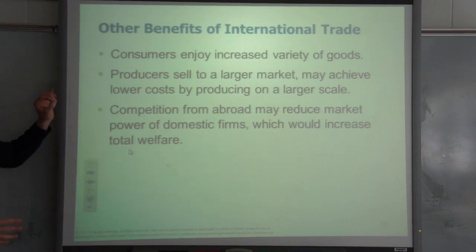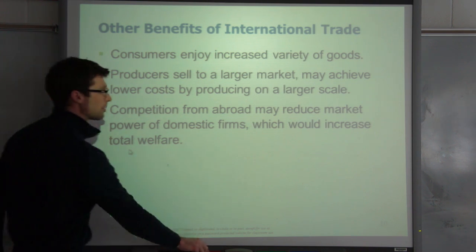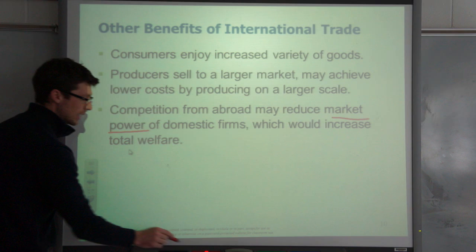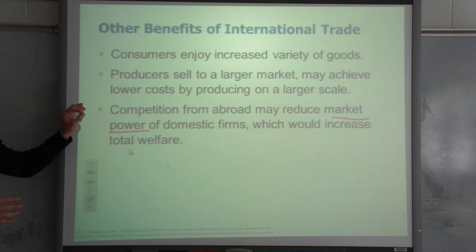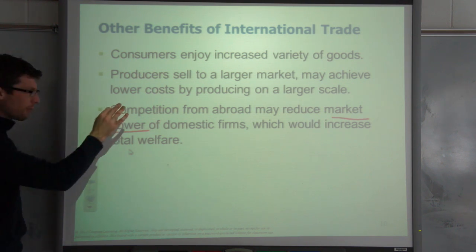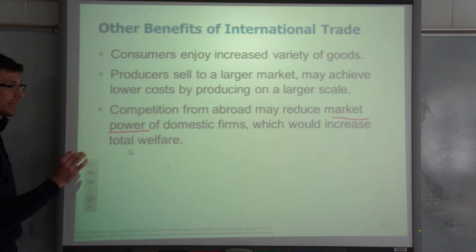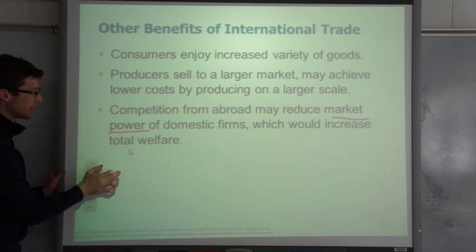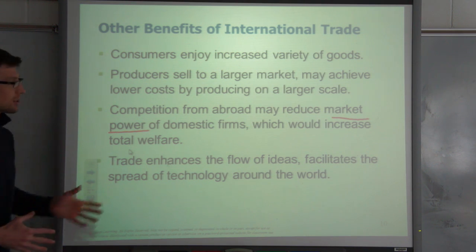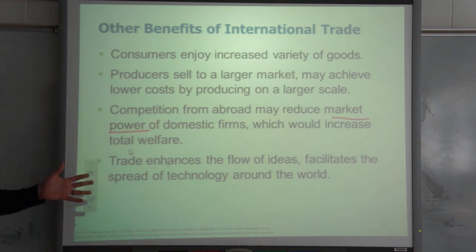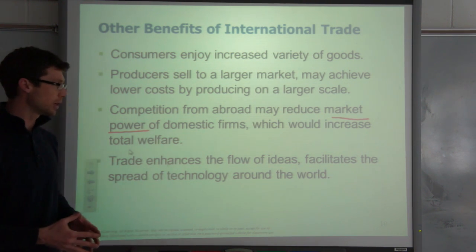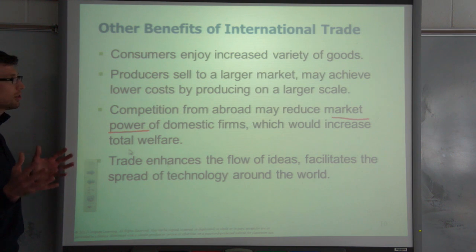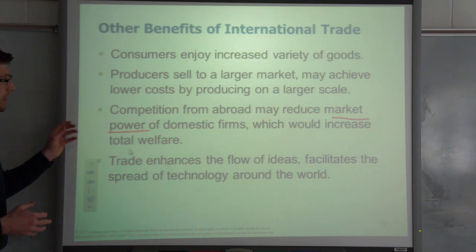Competition from abroad may reduce the market power of domestic firms. We're going to talk about this term in future chapters, market power, and how it creates distorted market outcomes, things that we could actually improve upon. So if we reduce the market power of domestic firms, that is going to increase total welfare. We'll learn more about that in future chapters. It also says trade enhances the flow of ideas and facilitates the spread of technology around the world. When we open ourselves up to the world and the world opens itself up to us, we contribute new ideas and incorporate new ideas. We facilitate the spread of technology. All those things are fringe benefits that come from international trade.